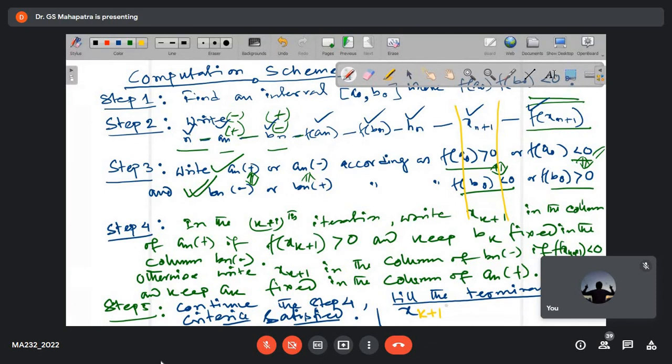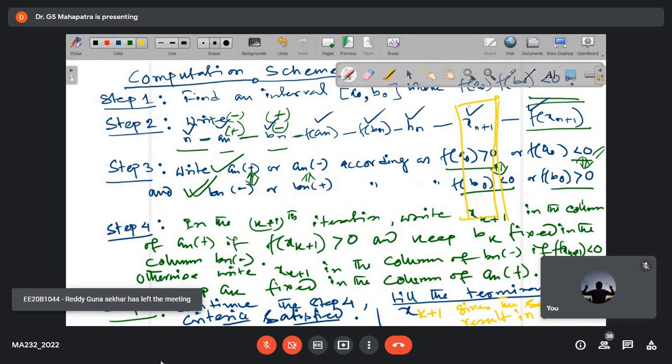It gives the same result in two successive iterations. Then only you can stop. So what is that stopping criteria? Here it is x n plus 1.